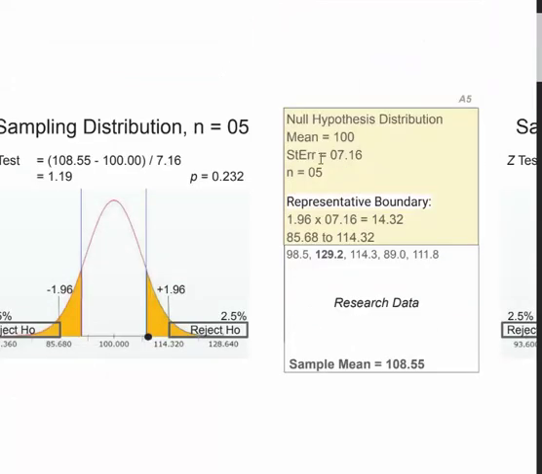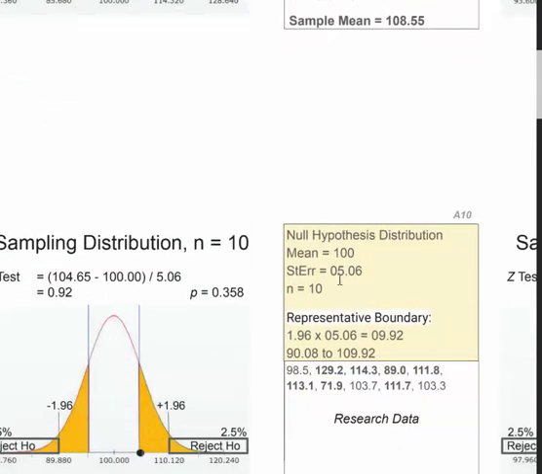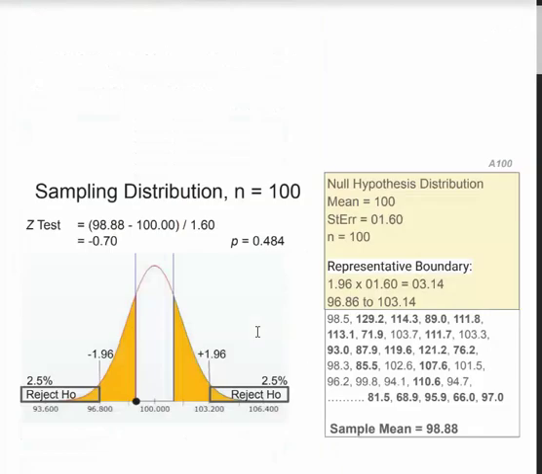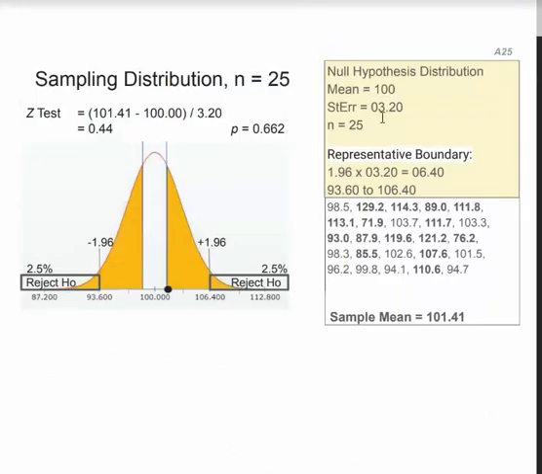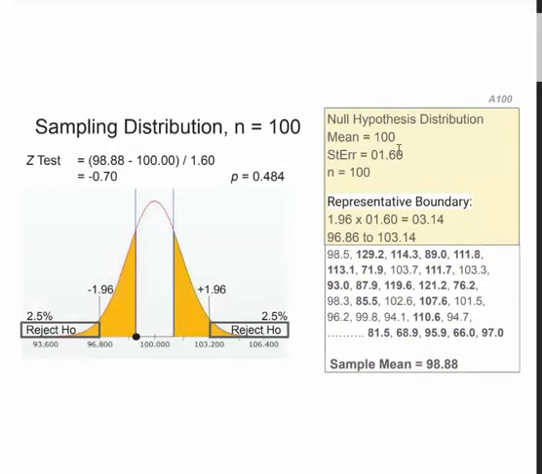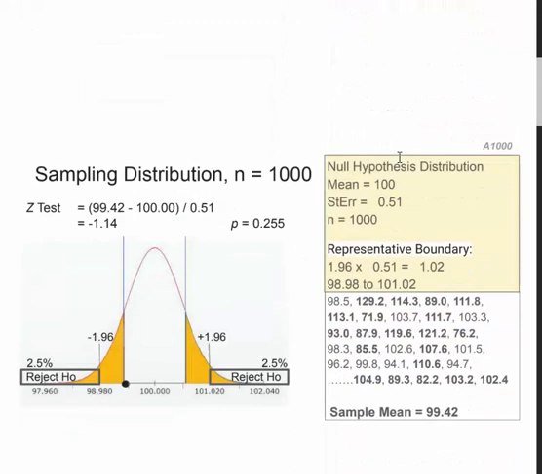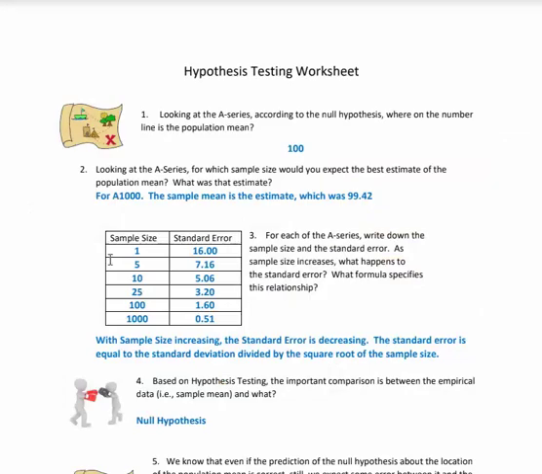For a sample size of 5, you'll notice that standard error is smaller, 7.16. Then it goes down to 5.06 for a sample size of 10. For a sample size of 25, it's down to 3.2. For a sample size of 100, it's at 1.6. And for a sample size of 1,000, the standard error is 0.51. So one of the things you'll notice is that as the sample size increased, the standard error was decreasing. So we have, with the sample size increasing, the standard error is decreasing.